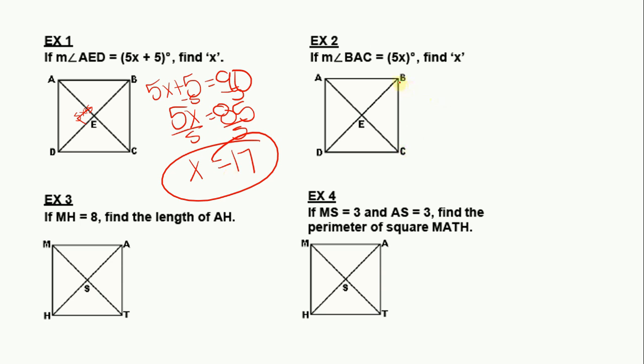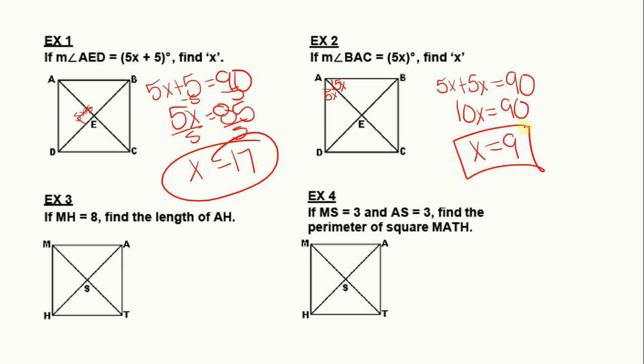Let's try the next one. BAC, that's 5x. Find x. Well, that's not helpful. What do I know about angles? Look at my properties here. Diagonals bisect opposite angles, which would tell me, since this is 5x, this also has to be 5x, right? And I know this is a right angle. So I know it has to be 90 degrees. So I know that 5x plus 5x has to equal 90, AKA 10x equals 90, right? So x has to equal 9. That looks right.